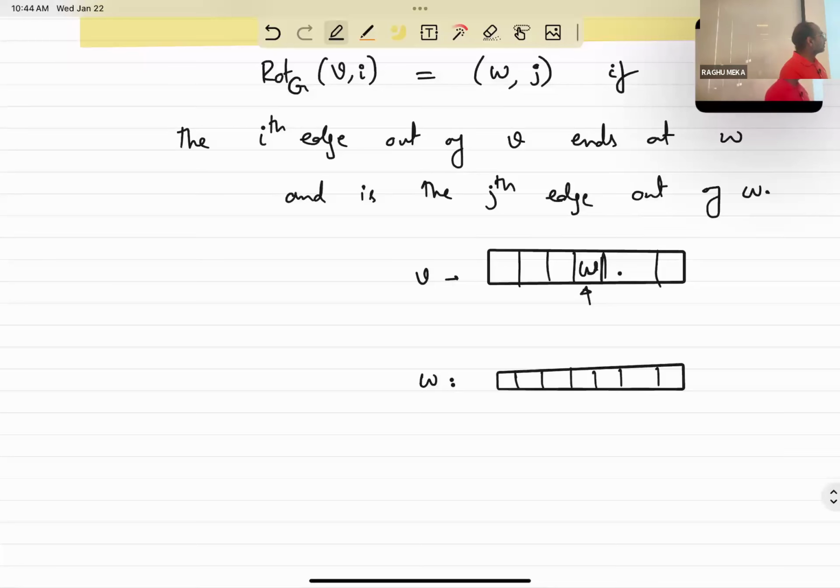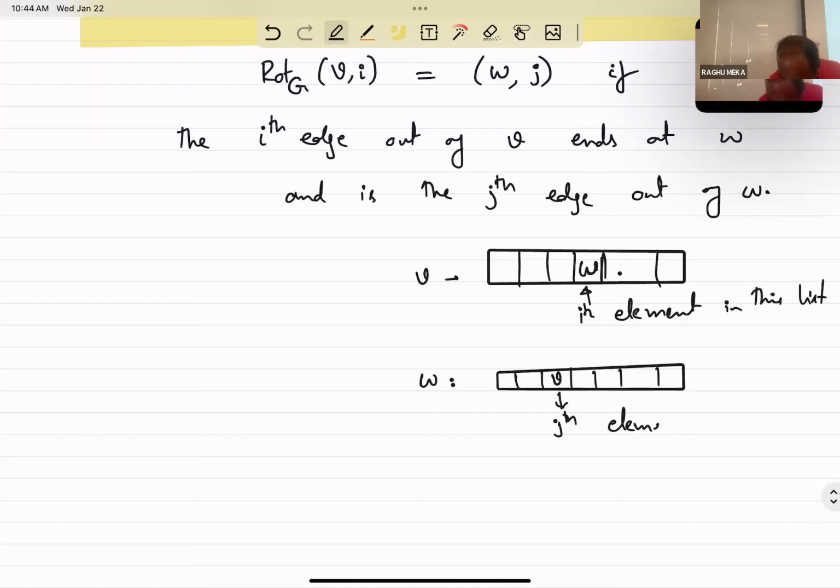Not only is w equal to the jth element in this list, it also gives a quick access to how to get to v from w. So the ith element in this list, and this is the jth element.